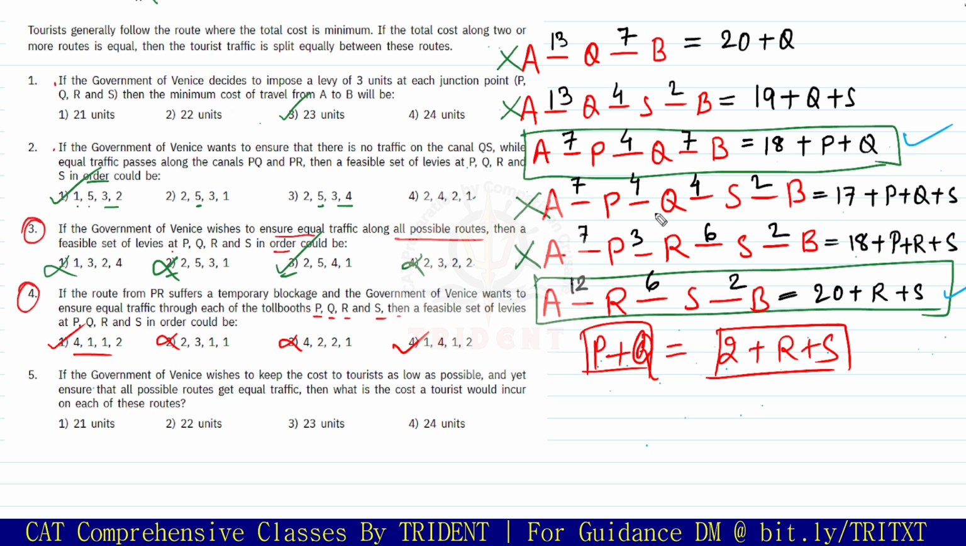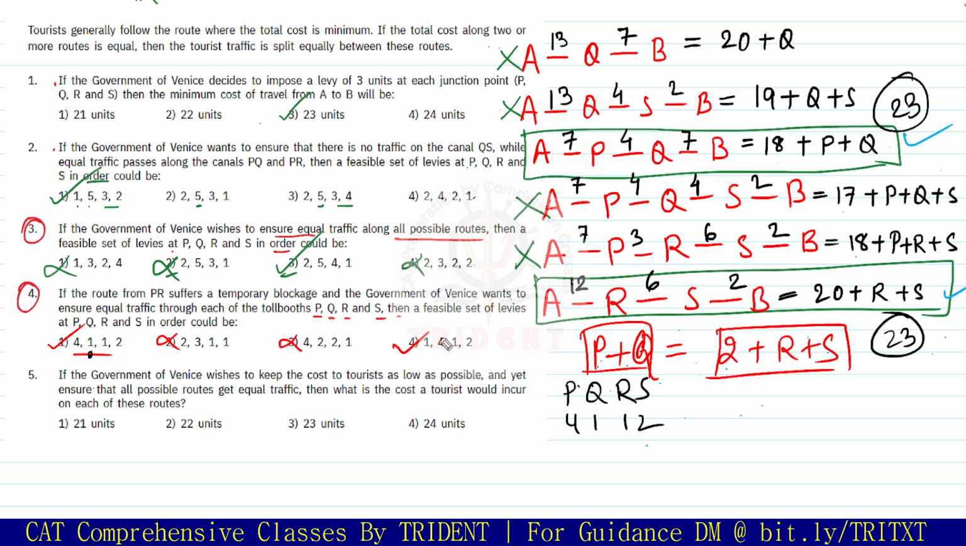At this point, if you just substitute the values, I'll just substitute the first one, PQRS in that order. So 4 1 1 2. If that is the case, this becomes 18 plus 4, 22, 23. So this becomes 23. What about this one? This one becomes 21 and 23. Fine, this is 23. This works.